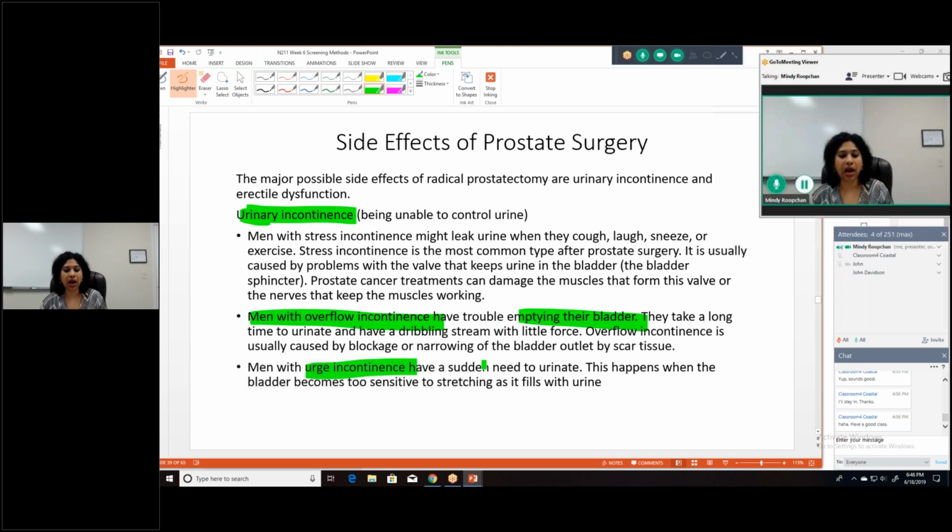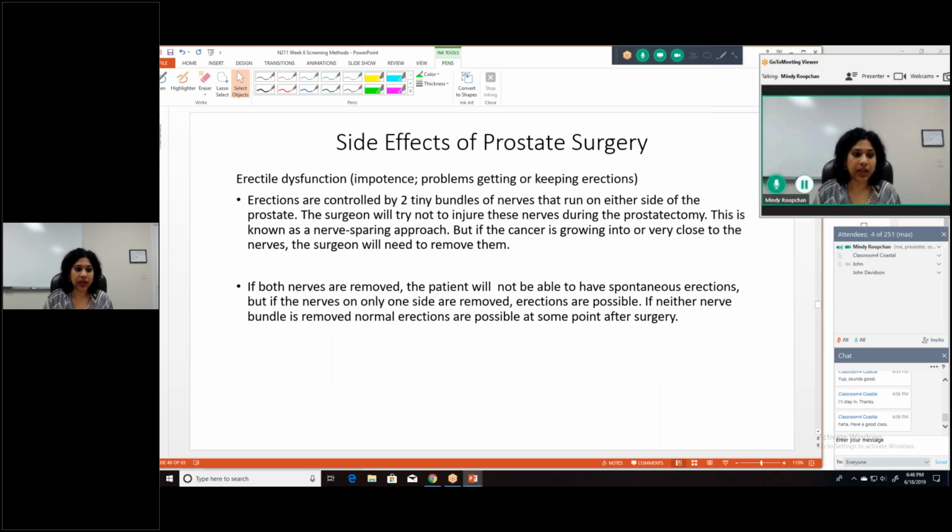Men with urge incontinence have a sudden need to urinate, but this happens when the bladder becomes too sensitive to stretching when it fills with urine. So also side effects: erectile dysfunction, which could be impotence.